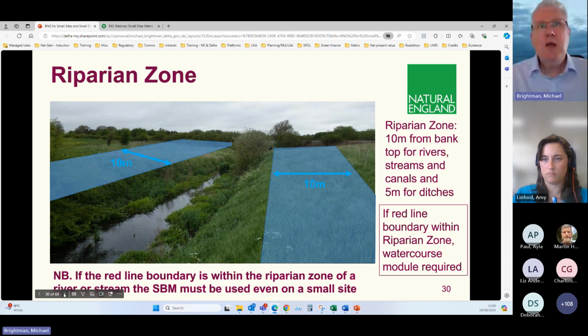A reminder here that if the red line boundary is within the riparian zone of a river or stream, because of that, the watercourse module is required, and therefore the statutory biodiversity metric must be used even on a small site, because rivers and streams are high distinctiveness and therefore not included in the small sites metric.